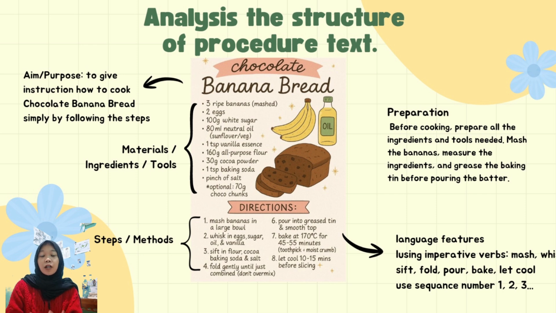First, mash the bananas in a large bowl. Second, whisk in eggs, sugar, oil, and vanilla. 3. Sift in flour, cocoa powder, baking soda, and salt. 4. Fold gently until just combined. 5. Add chocolate chunks if desired. 6. Pour the batter into a greased tin and smooth the top. 7. Bake at 170 degrees. Let the banana bread cool for 10 to 15 minutes before glazing.